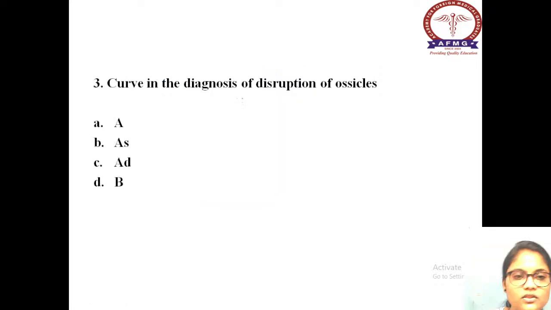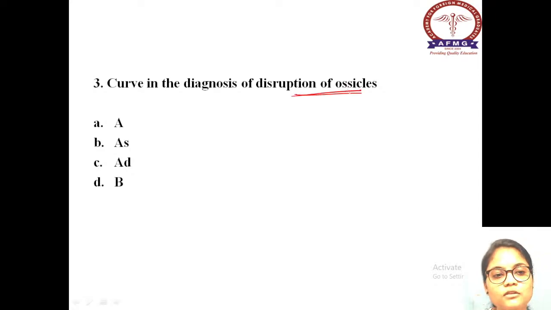So the next question is: which curve is seen in the diagnosis of disruption of ossicles? Option A, As, option B, Ad, and option D, B. So what is the most correct answer in this? I'm expecting the answers from you. A, As, Ad, and B. Yes, I'm expecting the answers.